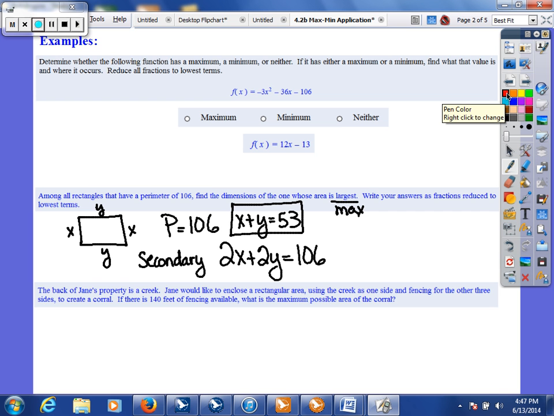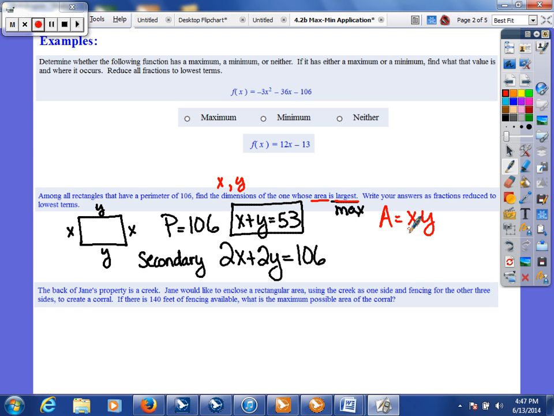Now, the primary equation is what we're trying to find the max or min of. They didn't ask us to find the maximum perimeter. It said find the dimensions, which, okay, so we need to know what x and y are. That's what we're looking for. Of the one whose area is largest. So they're trying to maximize the area. Well, how do we find the area of a rectangle? Hopefully you remember it's x times y, or length times width. And so there we go. What we're trying to do is find the maximum of this product.